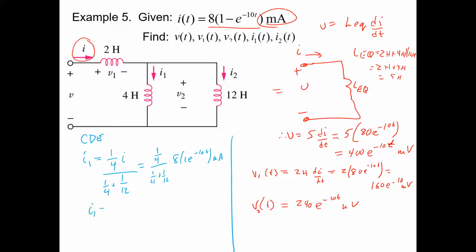So I1 would then equal 6 times 1 minus e to the minus 10t. And I2 similarly would be 2 times 1 minus e to the minus 10t.